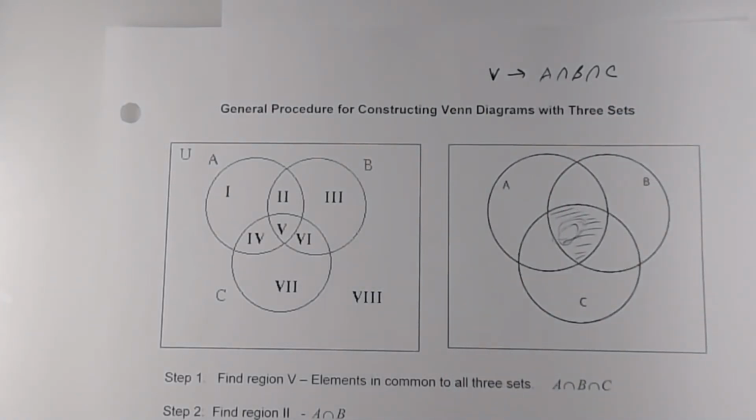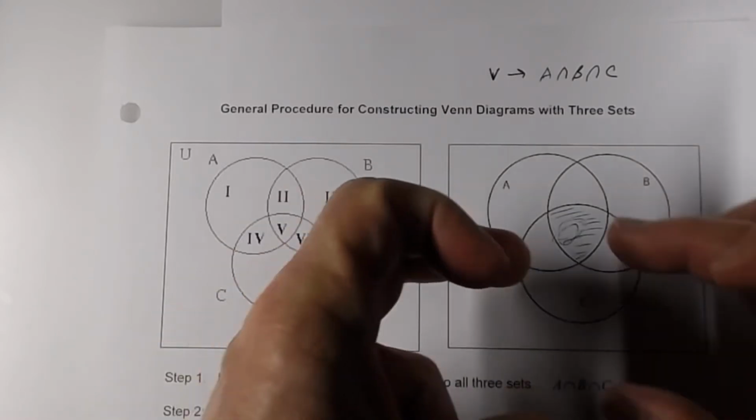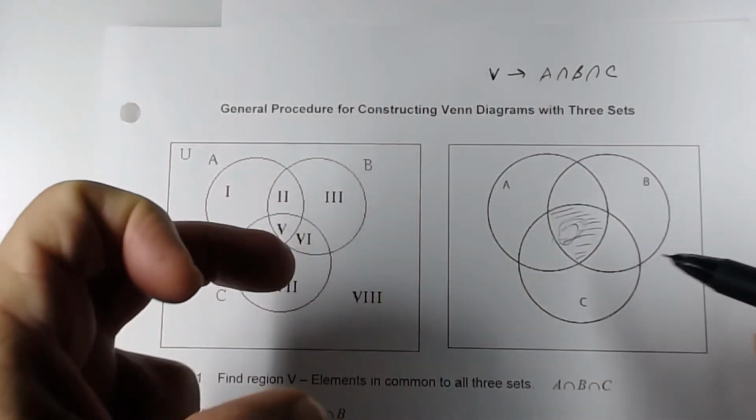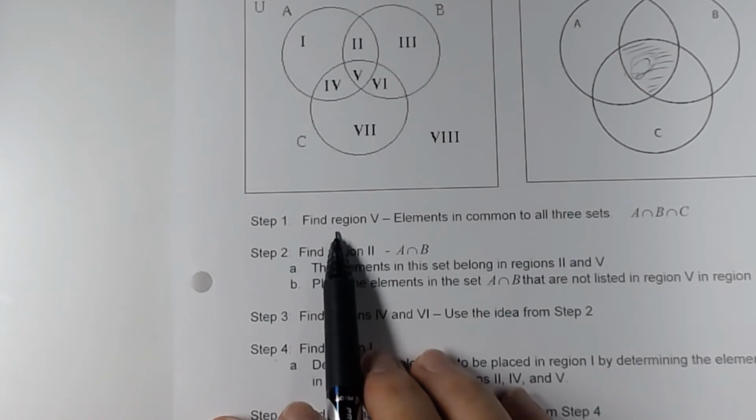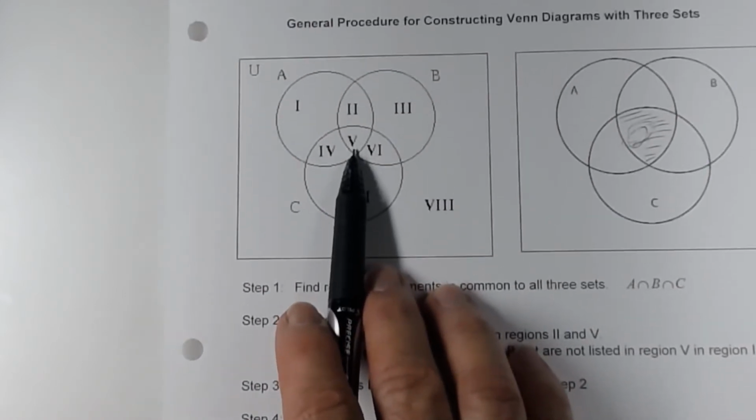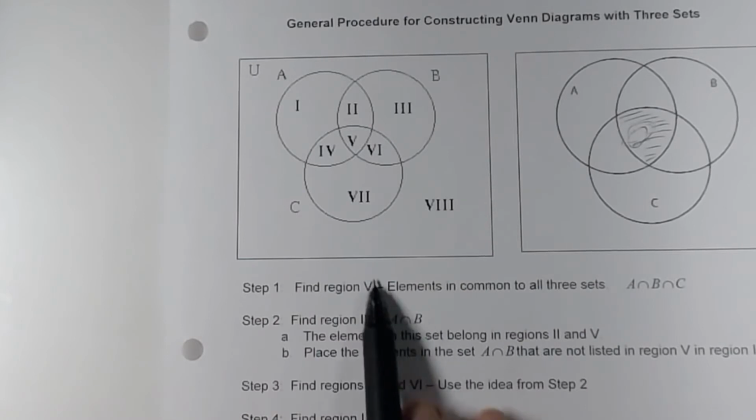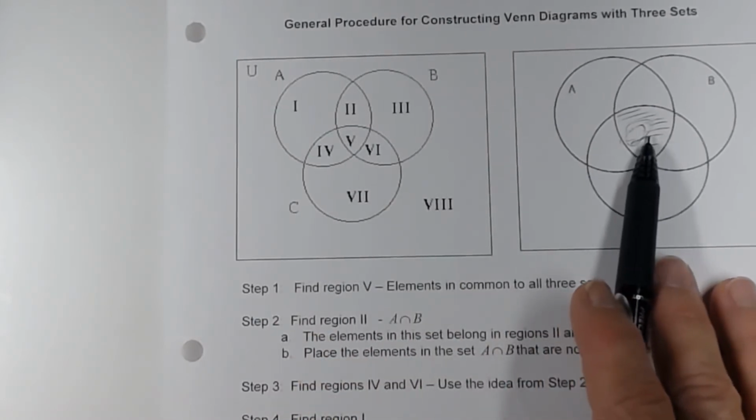Okay. So when constructing a Venn diagram, which we're going to need for number 2, you always start out with the innermost part of the Venn diagram. So in other words, first of all, where do the 3 sets intersect? Okay, that'll be your step 1. And that's what this says. So step 1 is you find region 5. So you find that first. And then remember, region 5 is the elements that belong to all 3.